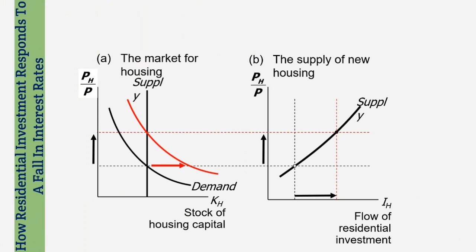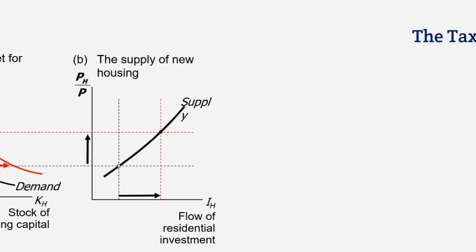And if there's an interest rate fall, then the demand will increase, shifting the graphic to the right, meaning that demand will always increase as interest rates fall, causing the flow of residential investment to go upwards.